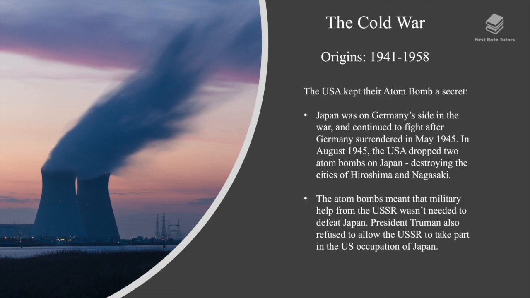The USA kept their atom bomb a secret. Japan was on Germany's side in the war and continued to fight after Germany surrendered in May 1945. In August 1945, the US dropped 2 atomic bombs on Japan, destroying the cities of Hiroshima and Nagasaki. The atom bombs meant that military help from the USSR wasn't needed to defeat Japan. President Truman also refused to allow the USSR to take part in the US occupation of Japan.